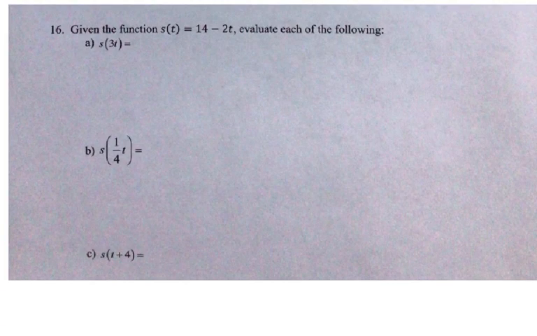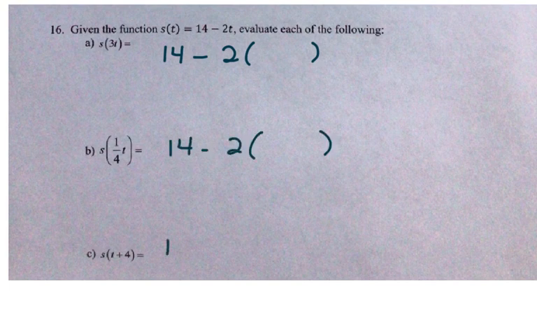Number 16 on that same page has a lot of the same ideas, so I'm going to go through this one as well. We have this function s of t equaling 14 minus 2t, and we need to evaluate each of the following. I'm going to do something a little bit different here. I'm going to show that I need to substitute for each of these problems. I need to replace that t with our new expression. Our new expression in our first problem is 3t. So 3t will go here.